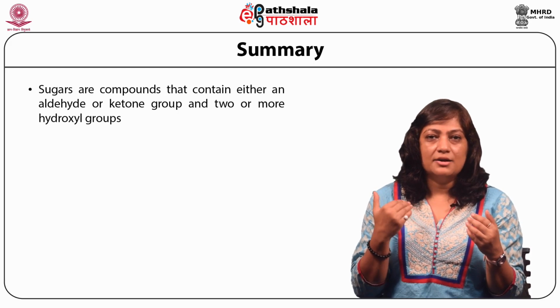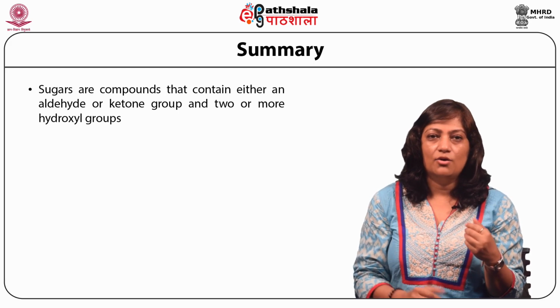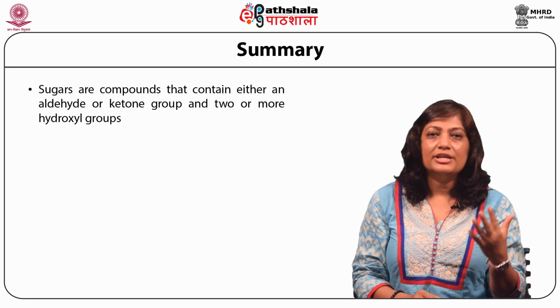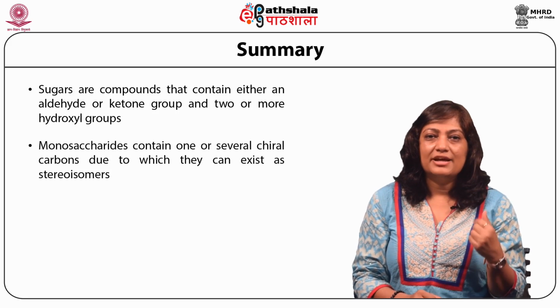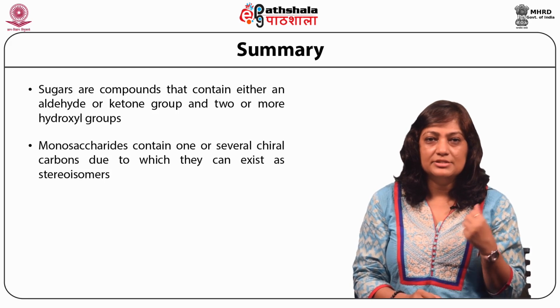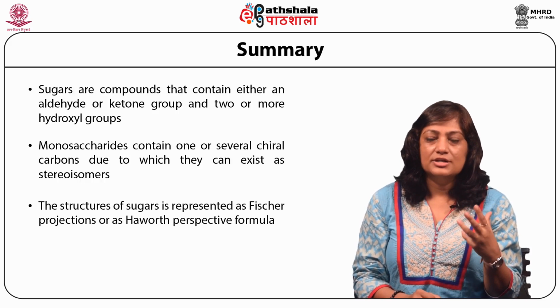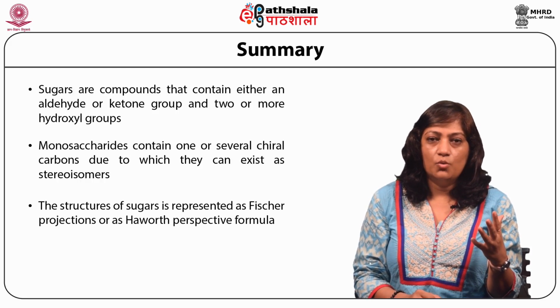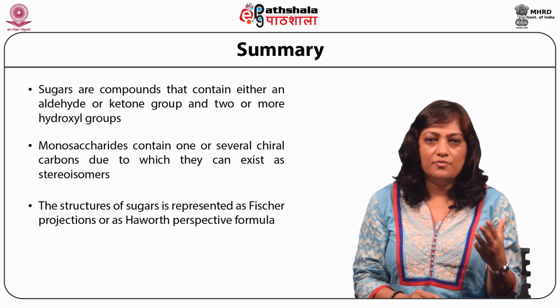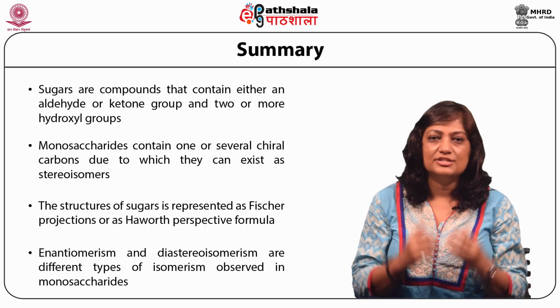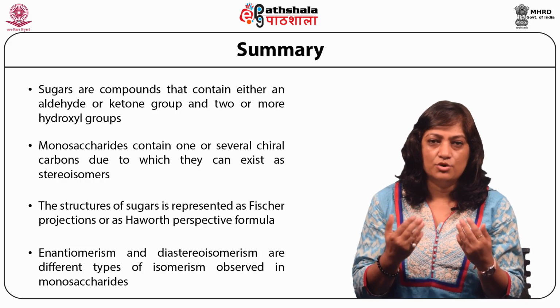Sugars are compounds that contain either an aldehyde or a ketone group and two or more hydroxyl groups. Basically, these are polyhydroxy alcohols. Monosaccharides contain one or several chiral carbons or asymmetric carbon centers, due to which they can exist as stereoisomers. The structure of sugars can be represented in various ways, such as Fischer projections or Haworth perspective formulas. Enantiomerism and diastereoisomerism are different kinds of isomerism that are observed in monosaccharides.